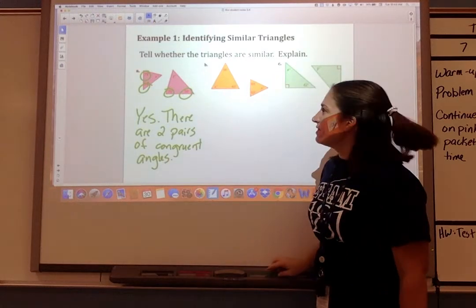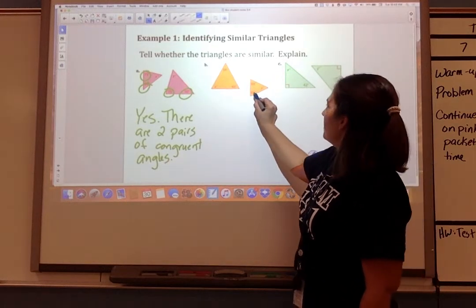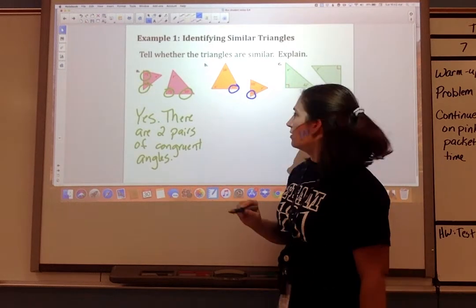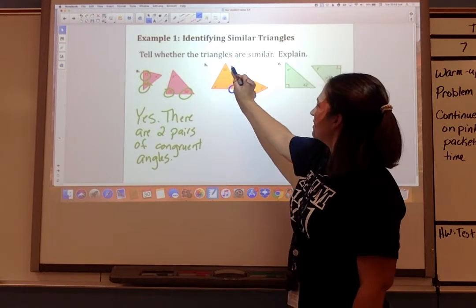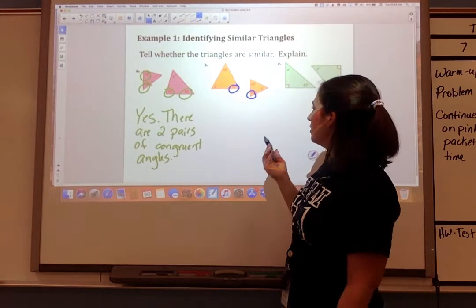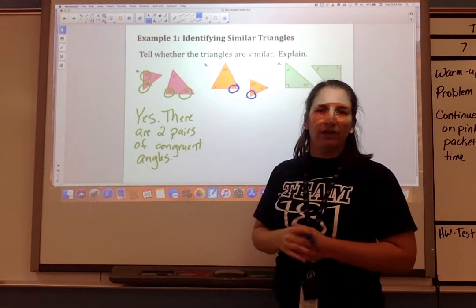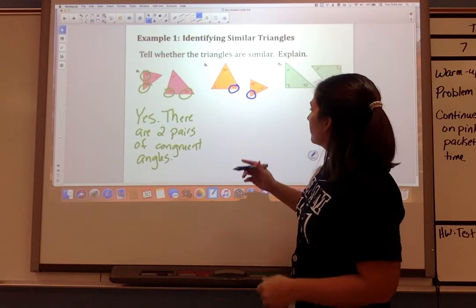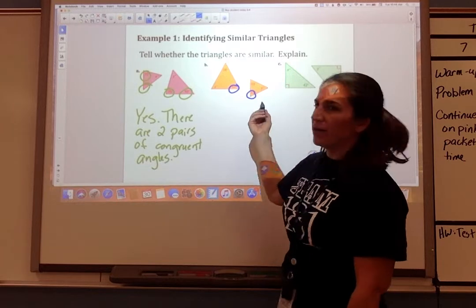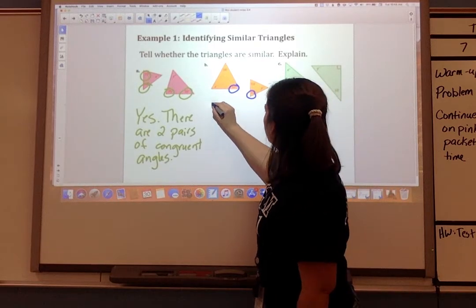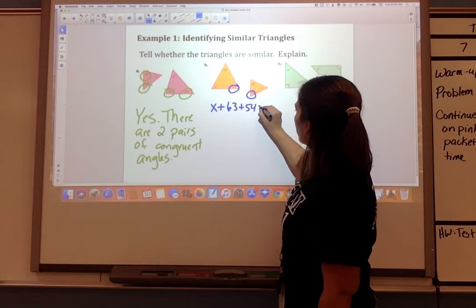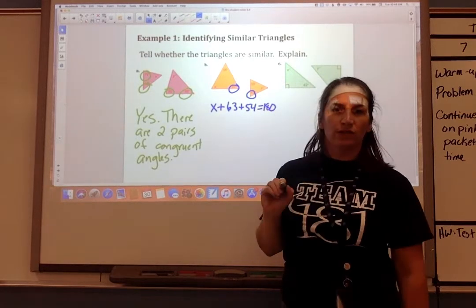All right, let's look at the second example. We see that each triangle has one 63-degree angle. This triangle has a 54-degree angle, and this triangle has another 63-degree angle. So we need to figure out if there's one more angle in common here. So let's solve for X, and let's do that by setting up an equation. We're going to say X plus 63 plus 54 equals 180, and we'll solve for X.